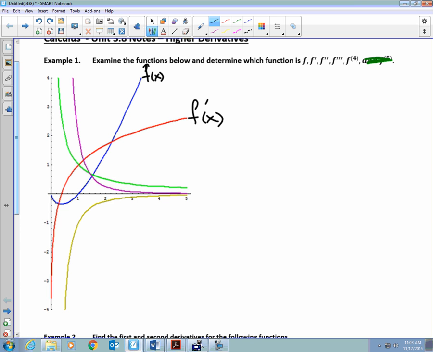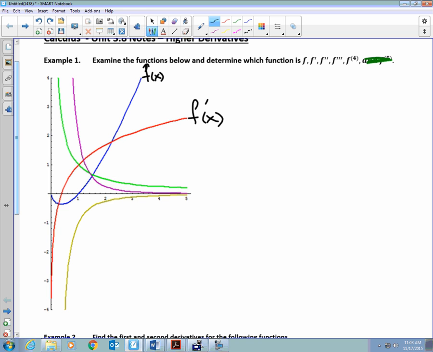So the derivative of the red function. Somebody complete this sentence. The derivative of the red function is always positive. Why? Yeah, its slope is always positive. So therefore, its derivative always has to be above the x-axis. So the derivative of the red function is either this neon color or this purple color. So we have to try to choose between one of them.